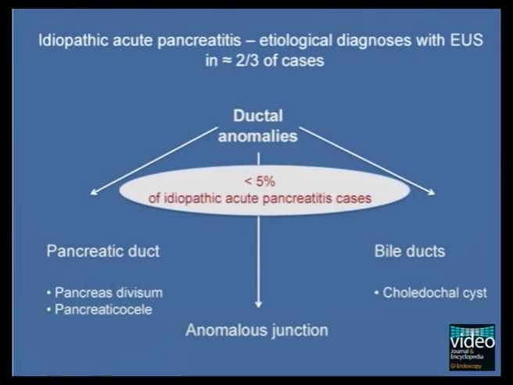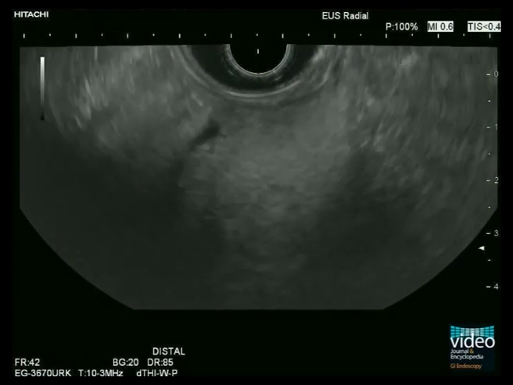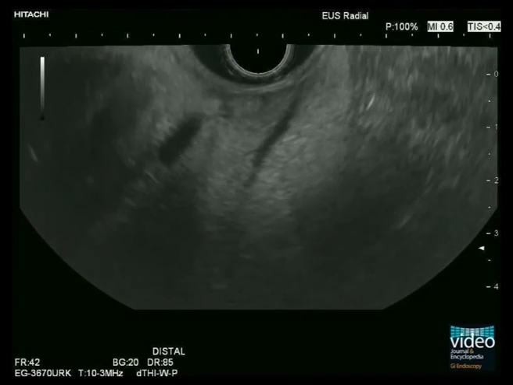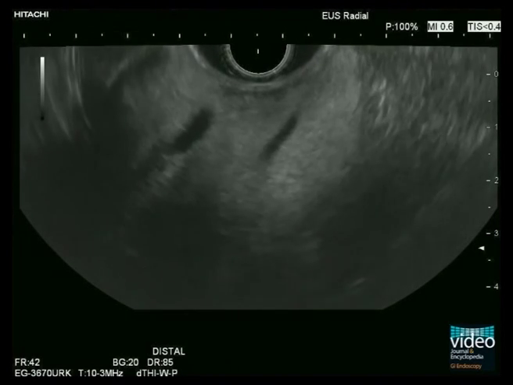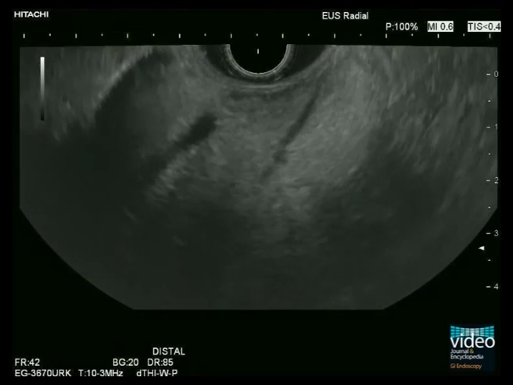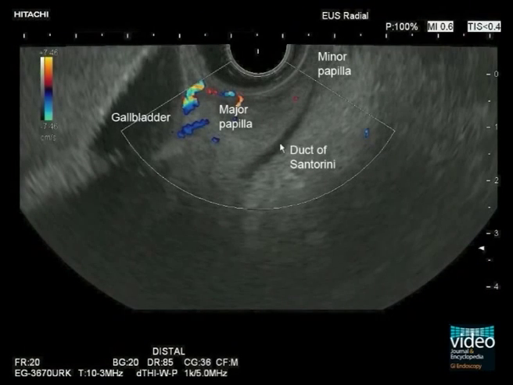This is an example of pancreas divisum. Radial EUS first shows major papilla, the normal bile duct, and a very small pancreatic duct. A few millimeters away, the slightly dilated dorsal pancreatic duct finds its way to the minor papilla. Ventral and dorsal pancreatic duct have no connection.